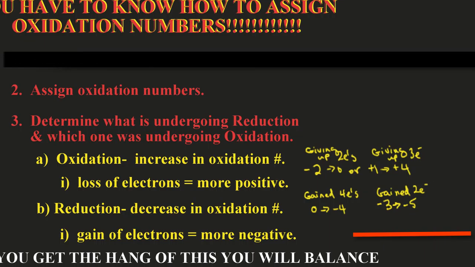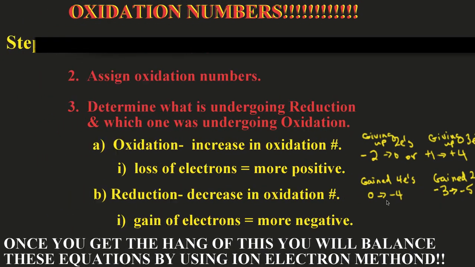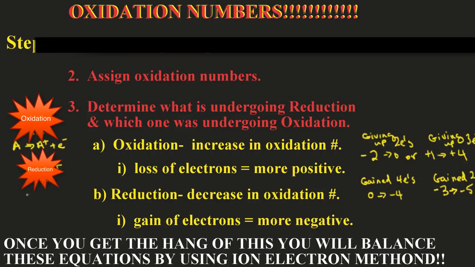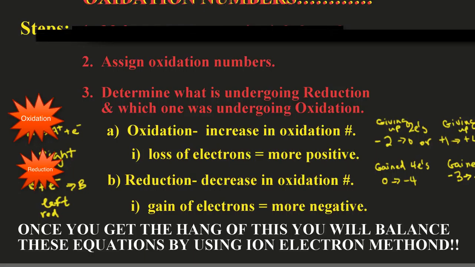And once you have the concepts down, what we will do is separate them into their 2 equations. Remember, the electrons for oxidation are on the right side. So we would have plus electrons. That's the typical oxidation reaction. And then for reduction, the electrons are on the left side. That's for reduction. And we will use what's called the ion-electron method to balance these equations once you get familiar with how to assign the processes.